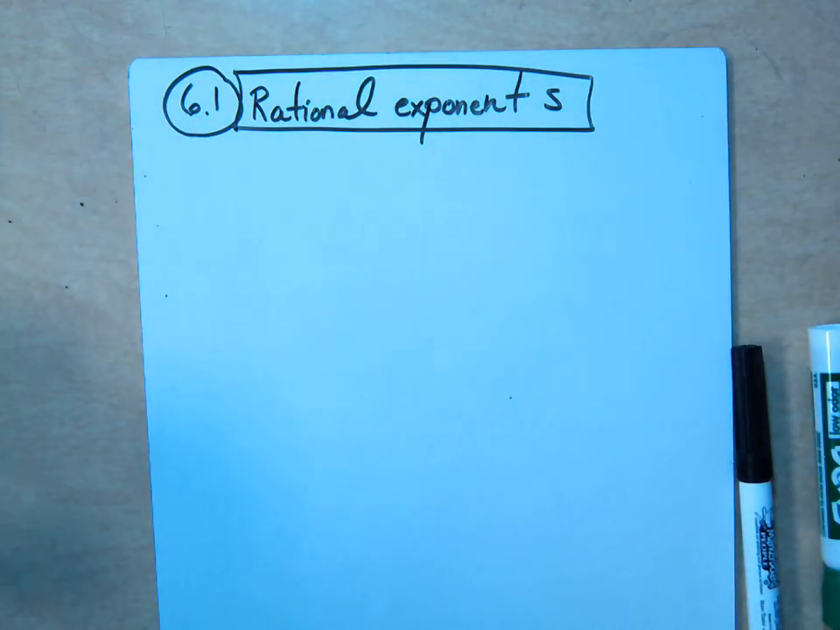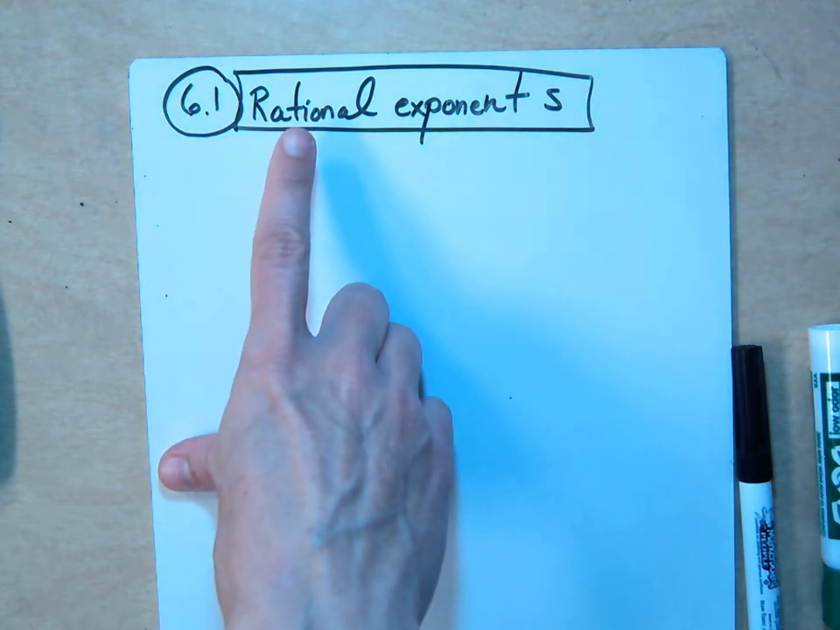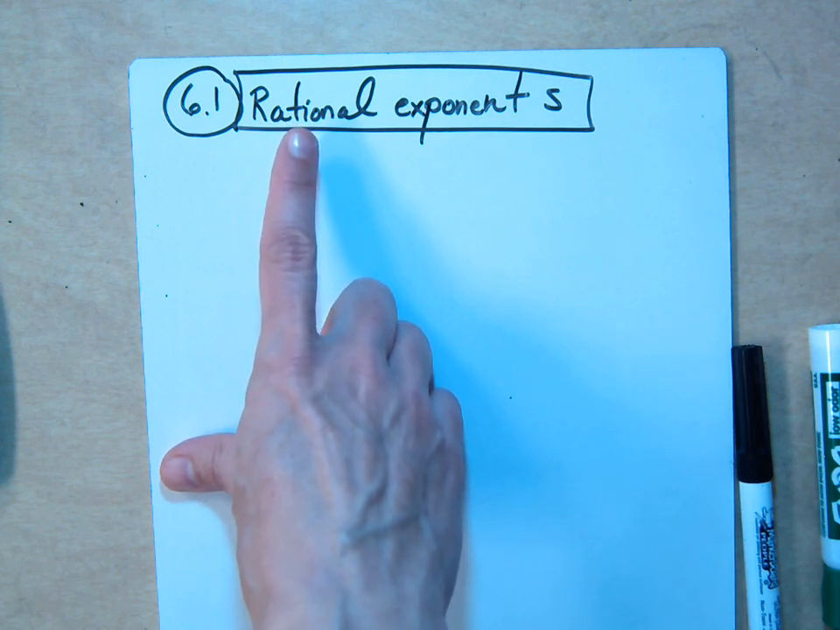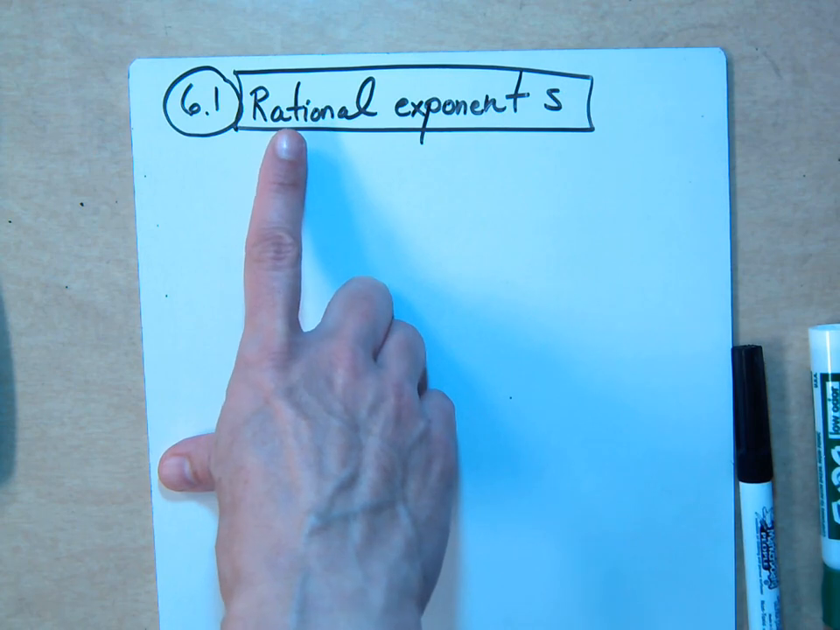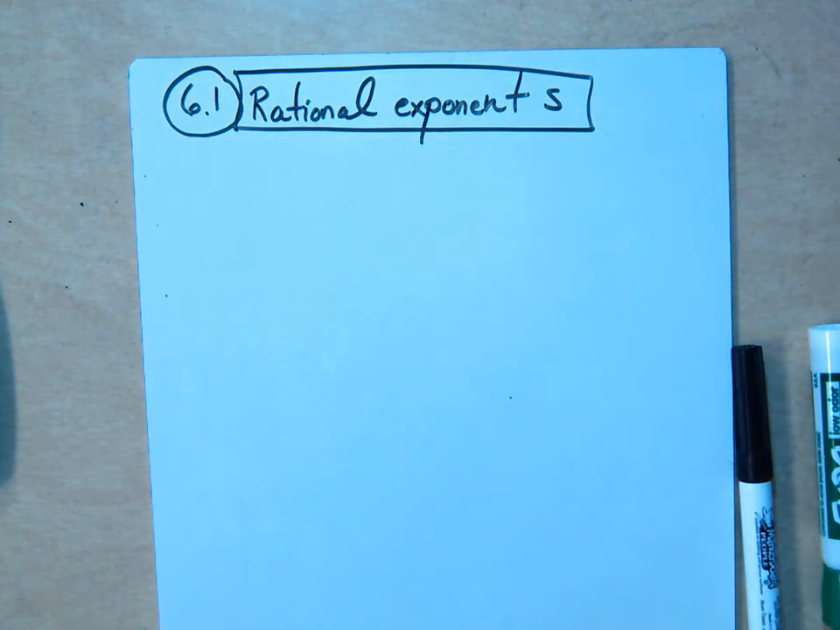Section 6.1 on rational exponents. Remember, rational is short for ratio. The word ratio is in here, and that means a comparison of two things, which can be written as a fraction. So whenever you see the word rational, you should think fractions. And we've already talked about negative exponents, which means to take the reciprocal.